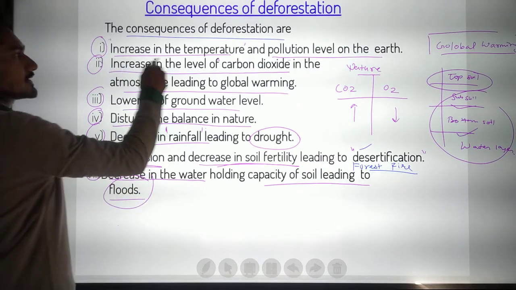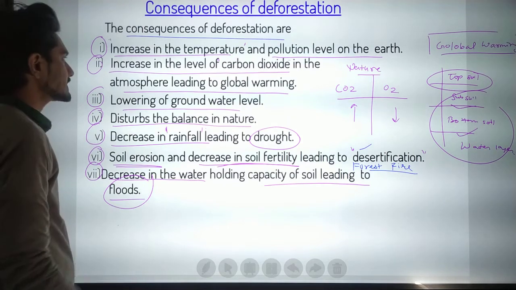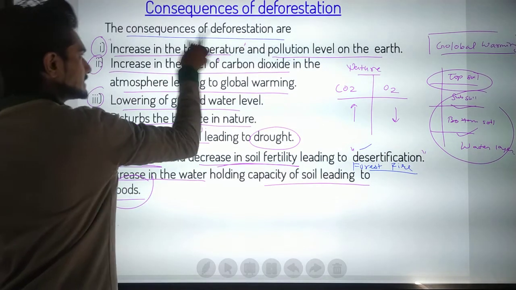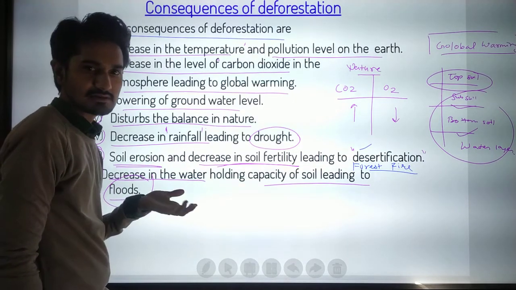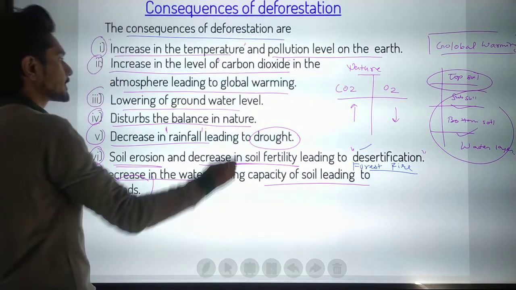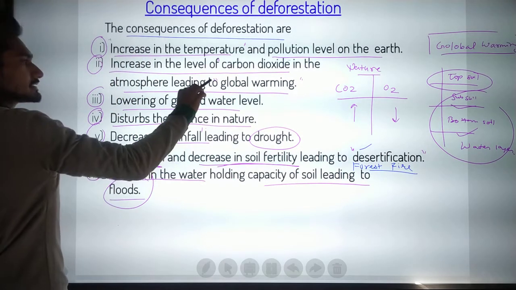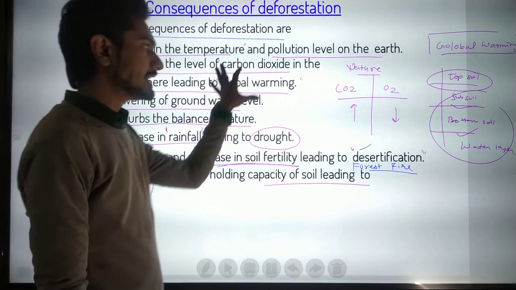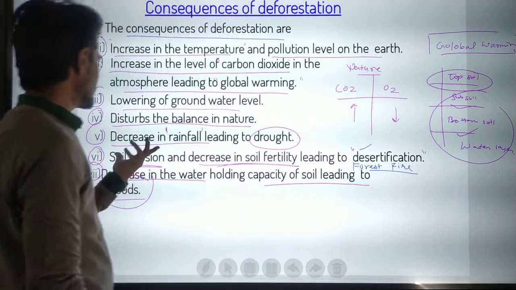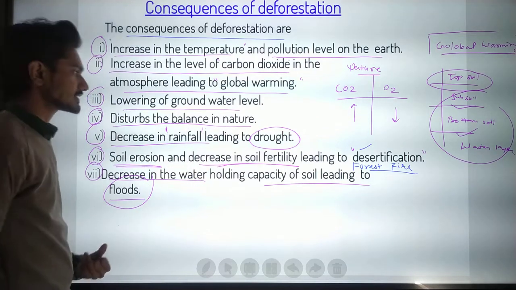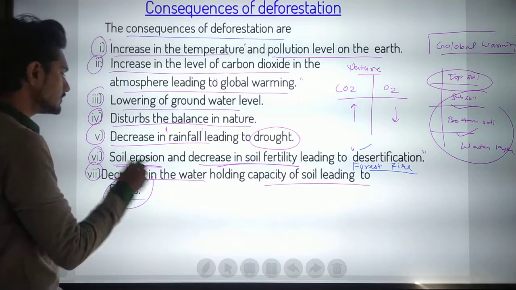The first is what? An increase in the temperature, and due to that the pollution level is also increased. The reason for the increase in temperature is what? The amount of carbon dioxide that comes into the atmosphere leads us to global warming. Also, this extra amount of carbon dioxide is unbalancing nature, disturbing the balance in nature. It will automatically lower the groundwater level also.